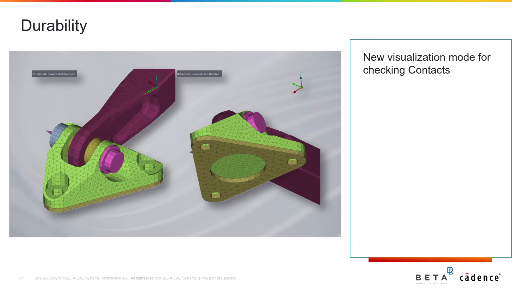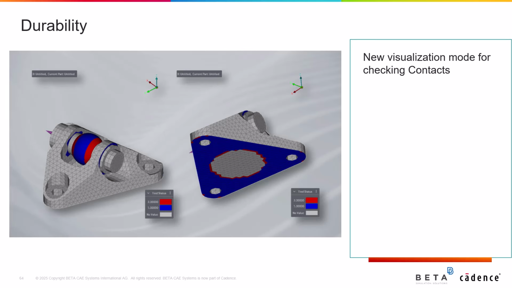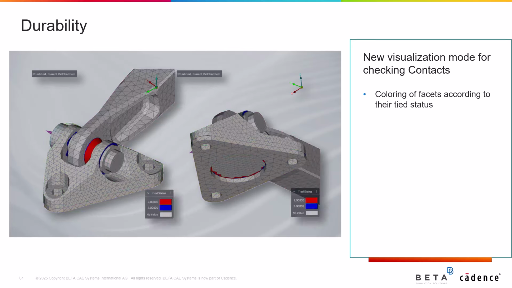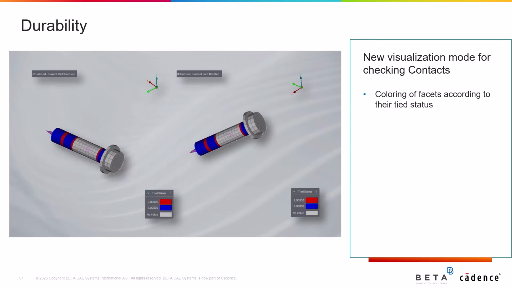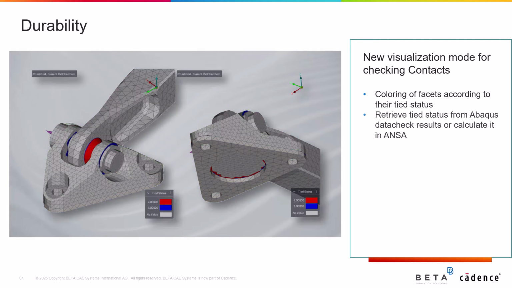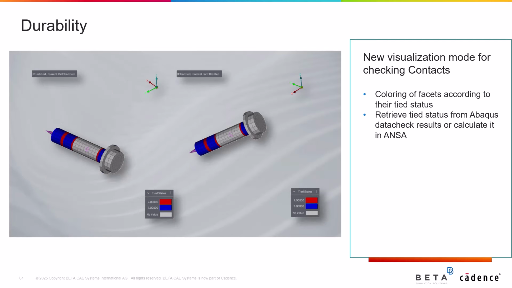Now, moving to the Abacus module, a new visualization mode has been introduced through Check Contacts. This mode allows for reviewing the tied status of secondary nodes using a fringe plot, providing a clear and detailed visualization. This can be done either by using the Abacus data check results or by performing the calculation directly within ANSA.